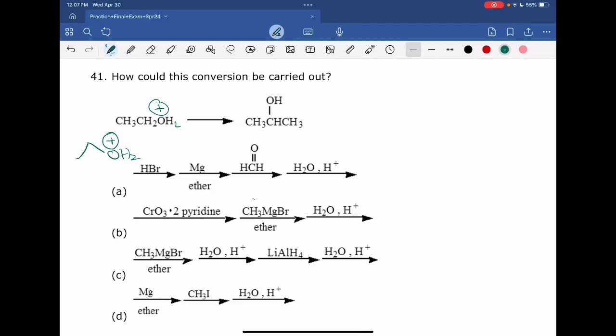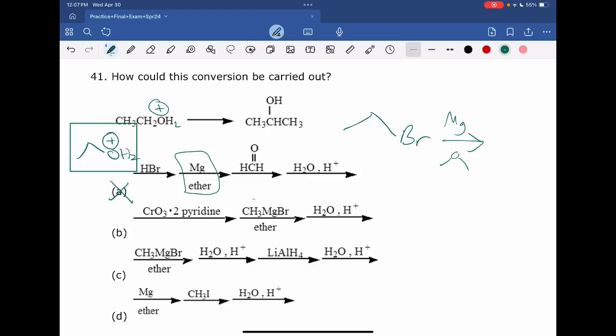And then you have Mg, ether. This is trying to make a Grignard reagent, but you can't make a Grignard out of this. So no, this doesn't work. A is wrong. You need to have an alkyl halide to make a Grignard reagent. This with Mg and ether, then definitely, but not this. Okay.